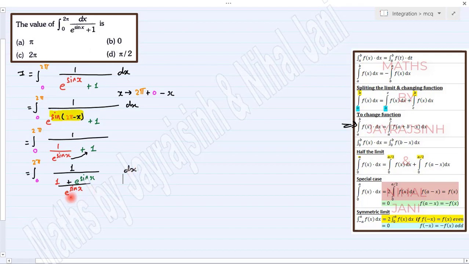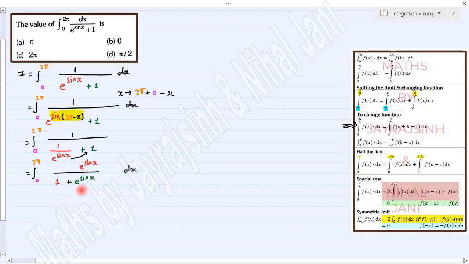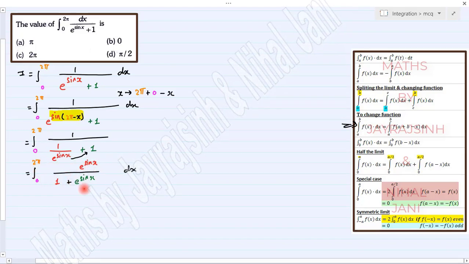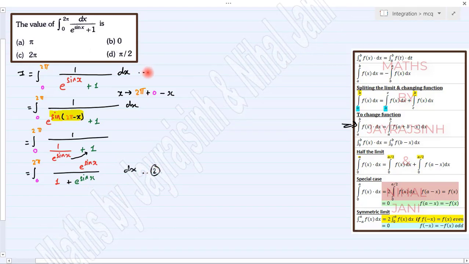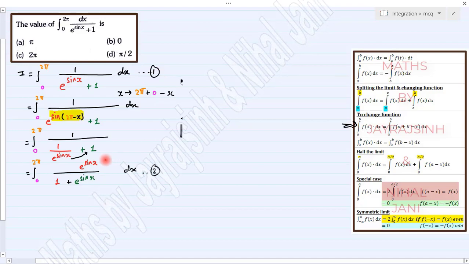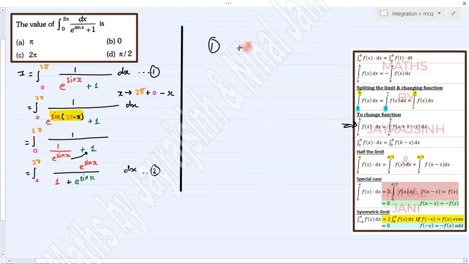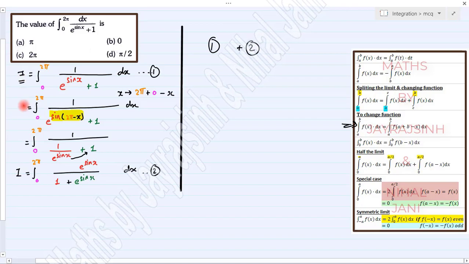Now we know that the denominator of the denominator will move to the numerator. So here we'll get integration 0 to 2 pi e raised to sin x upon 1 plus e raised to sin x. Let's say this is your second equation and that is equation number 1. Now let's add equation number 1 and 2. On the left side we have I and I, so I plus I will be 2I.